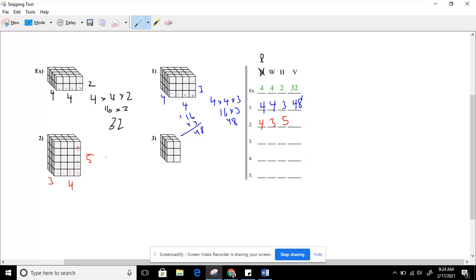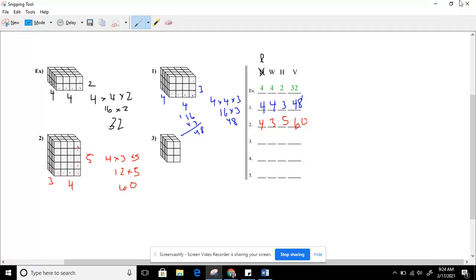You're going to multiply that out. 4 times 3 times 5. 4 times 3 is 12 times 5. I know that in my head is 12 times 5 is 60. So your volume is 60. Okay, and you're going to do that for the rest of these problems, 3 through 9.